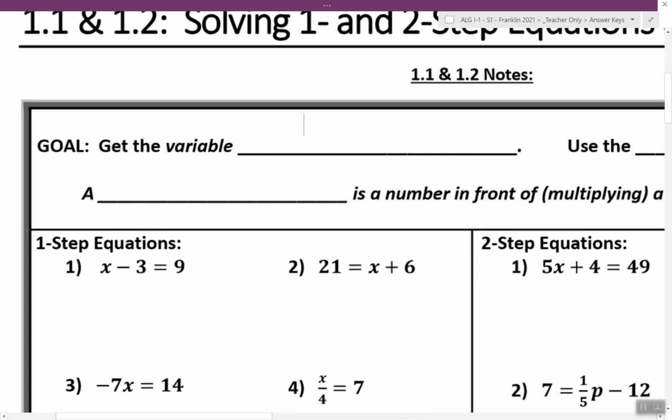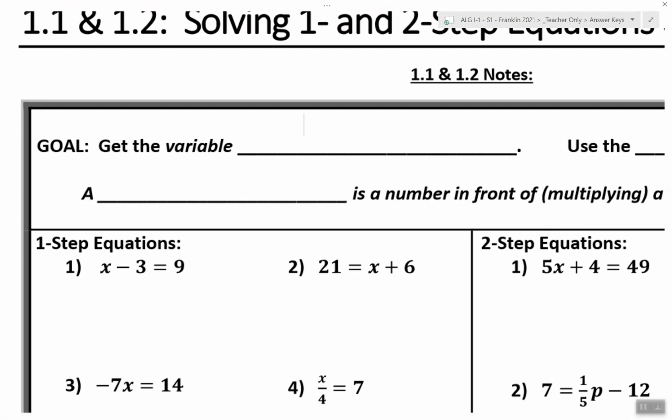Whenever you solve an equation, your goal is going to be to get the variable by itself. So what you want to end up with is just your variable, x or y, whatever the letter is, on one side of the equation, and just a number on the other side. Like x equals 5, y equals -2, something like that. So you want to get your variable by itself.